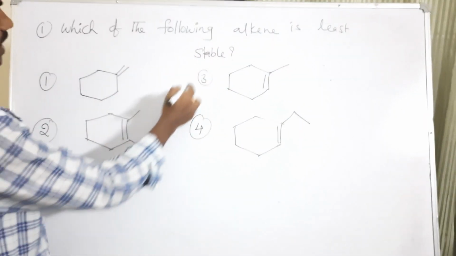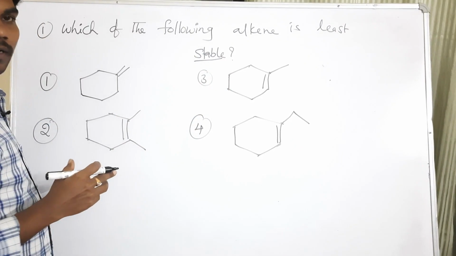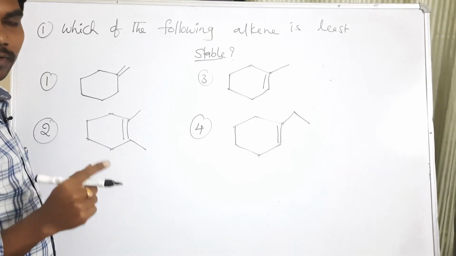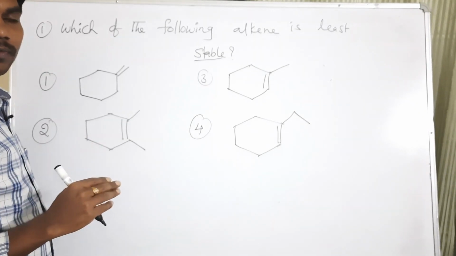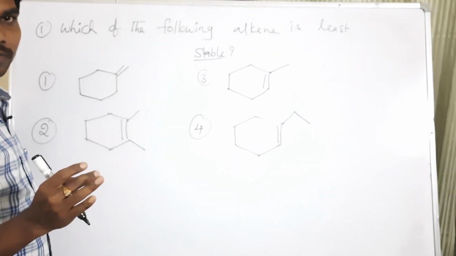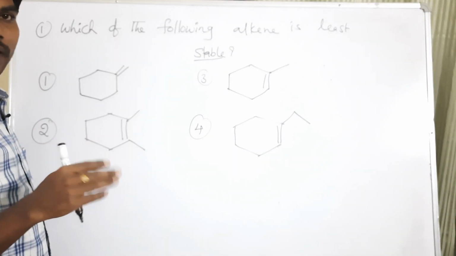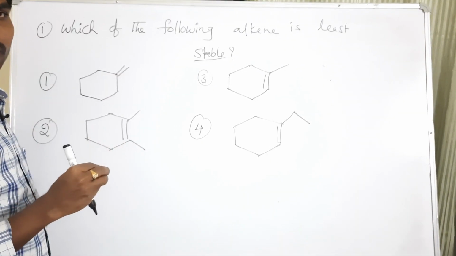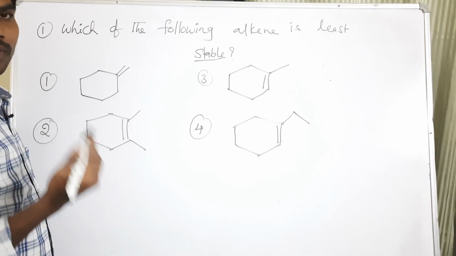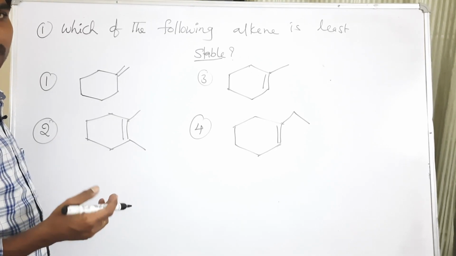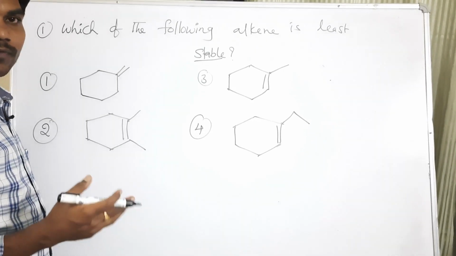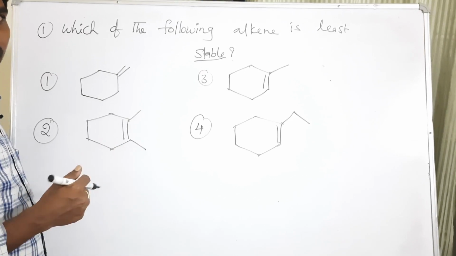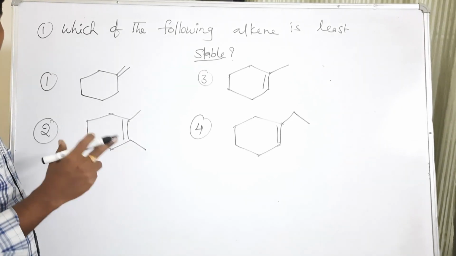The question asks which alkene is least stable. When the stability of alkenes comes up, we have to follow one rule, that is the Saytzeff rule. According to the Saytzeff rule, a highly substituted alkene is more stable. That is one rule. And one more thing is there: based on hyperconjugation also we can predict stability. According to hyperconjugation, if the number of alpha hydrogens increases, then the stability of that alkene also will increase, right? We will check with respect to both rules.